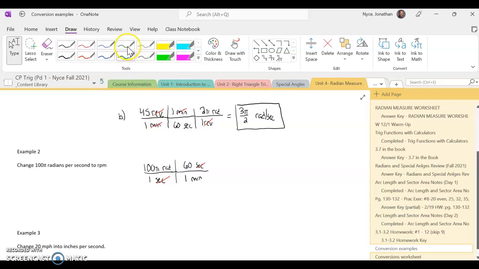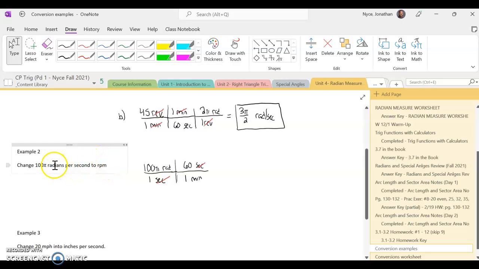Notice in the first problem, I had 1 minute over 60 seconds. Now I have 60 seconds over 1 minute. It doesn't matter mathematically which goes where. We set it up so that the units we don't want cancel out. So the seconds cancel because we want to end up with just minutes, no seconds.